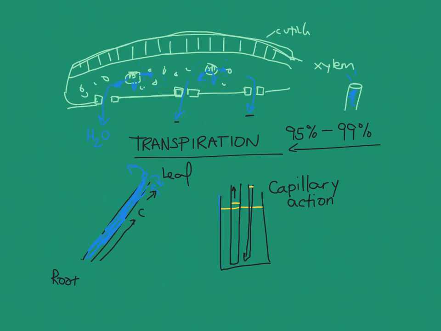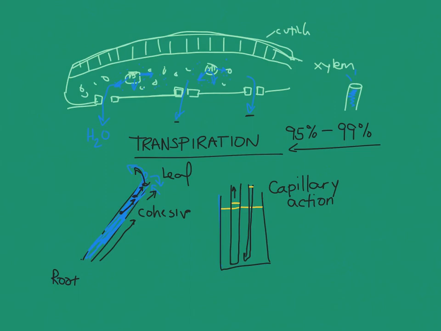But because water is cohesive, when this water goes away, this water will come and fill its place. And when this water gets pulled away, this water will fill its place. And it'll slowly move its way up until it gets to the end, and then it's evaporated out.